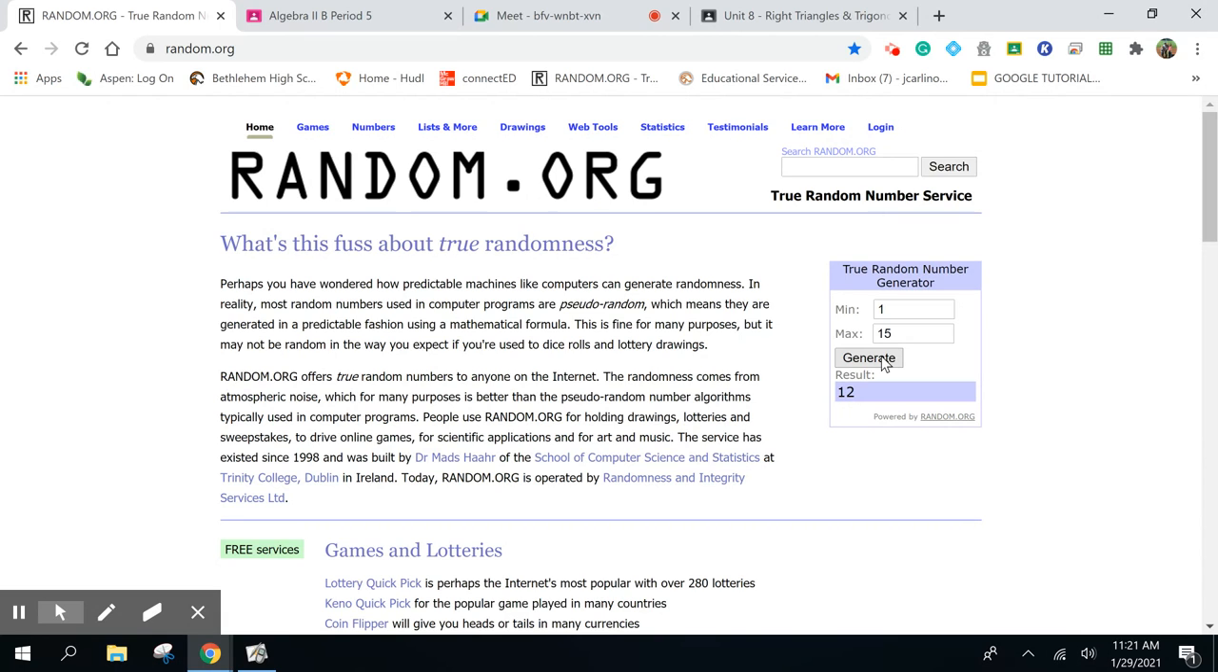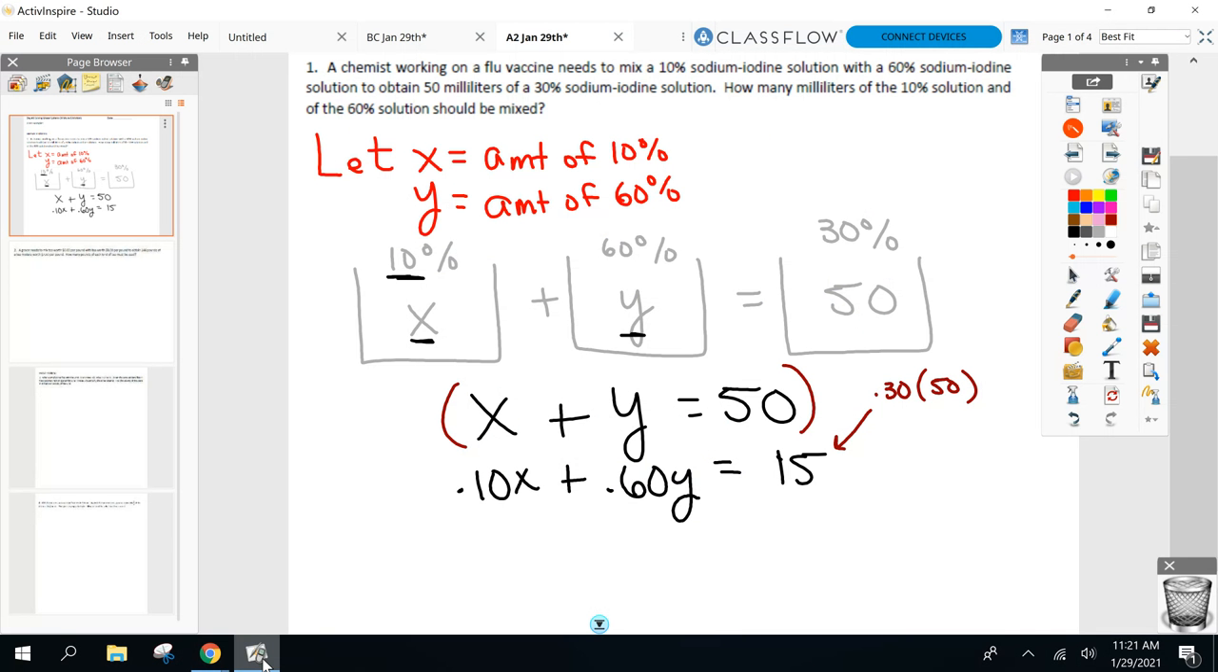Okay, let's try again. Dan, what do you want to multiply the top one by? Multiply the top one by negative 0.1. Okay, that's fine with me. Negative 0.10. You could have also multiplied it by negative 0.60.